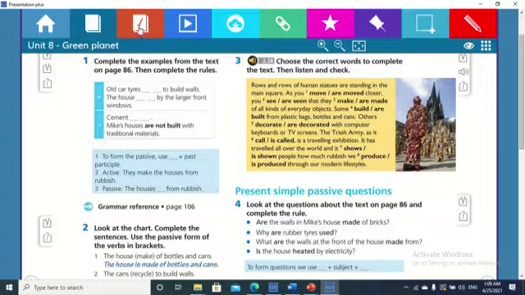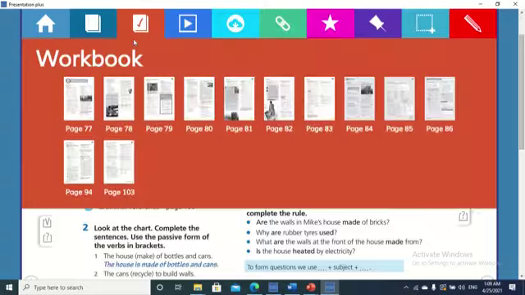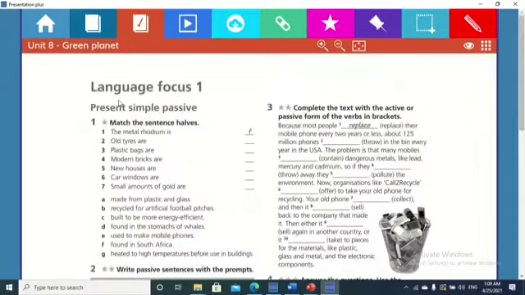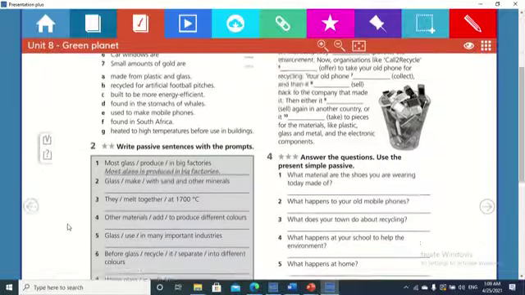Let's move to your workbook. Look at page 87 or 78. Here we start with match the sentence halves. The metal rhodium is, and of course you need, here we stop at the verb to be, is, are. We need one of these past participle verbs to complete the sentence. The metal rhodium is found in South Africa. So just choose one of the past participle verbs here to complete the sentence.